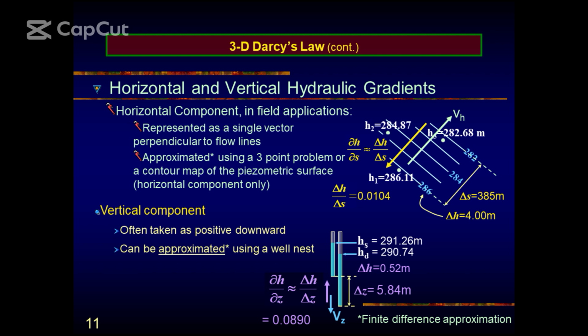Now, from here, you see, it means the groundwater, of course, will move from points of higher pressure head to points of lower pressure head.